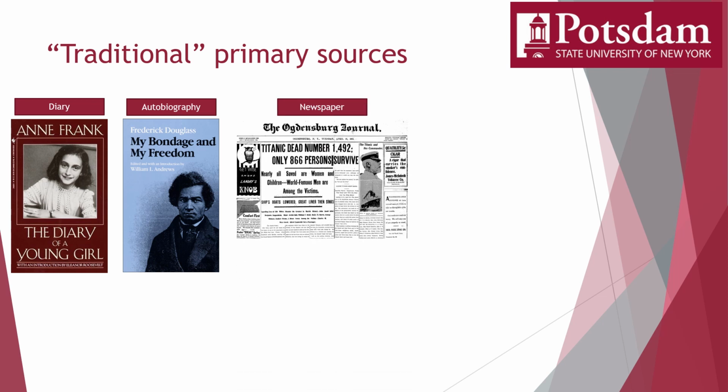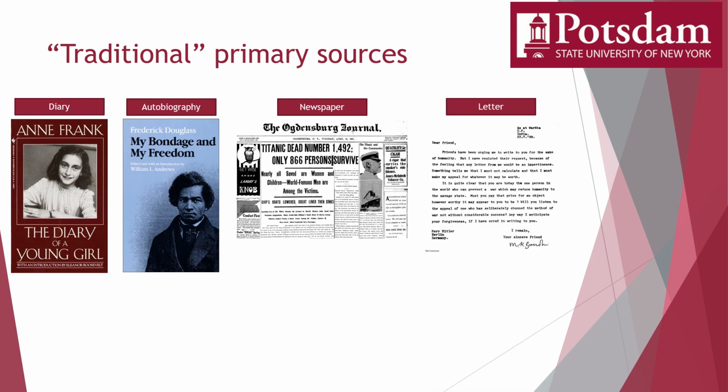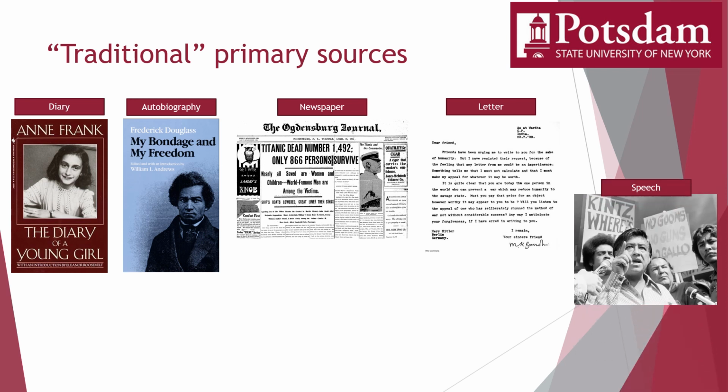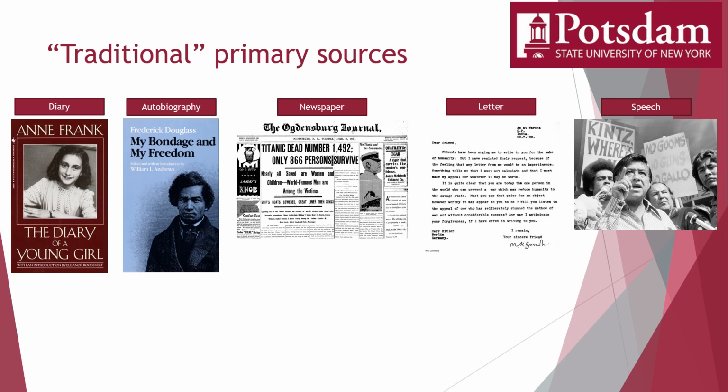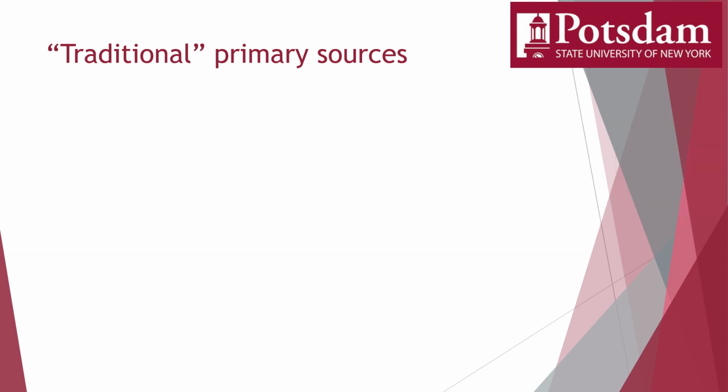Newspaper stories, like this one of the Ogdensburg Journal reporting on the sinking of the Titanic, are also primary sources since they are immediate accounts of events as they occurred. Personal letters, in this case one from Mahatma Gandhi to Adolf Hitler, pleading with Hitler to not start World War II, are potent primary sources, as are speeches, like those delivered by Cesar Chavez when fighting for agricultural workers' rights, and that can be in the form of an audio or video recording, or just a transcript of the speech.